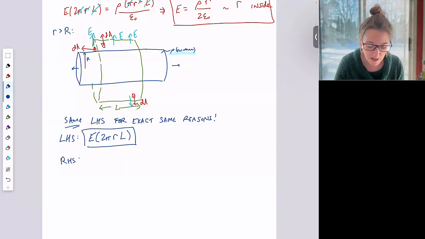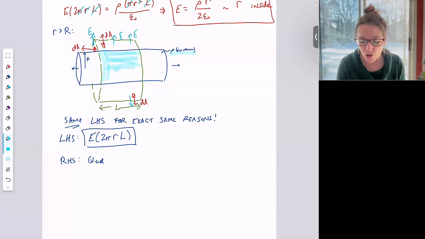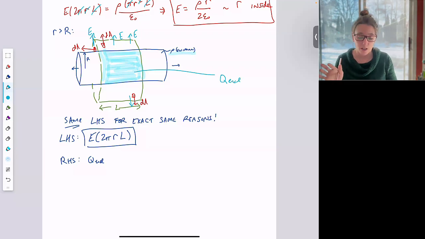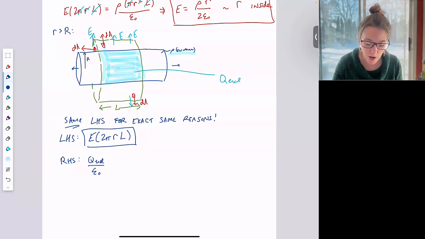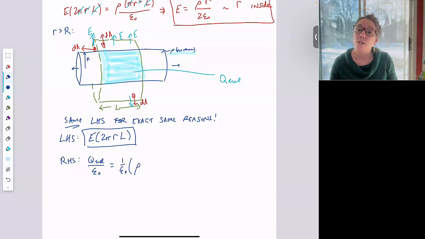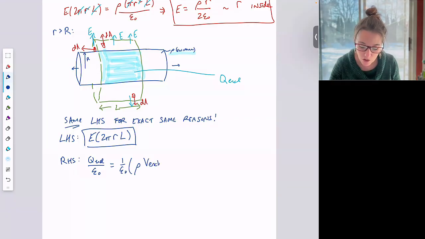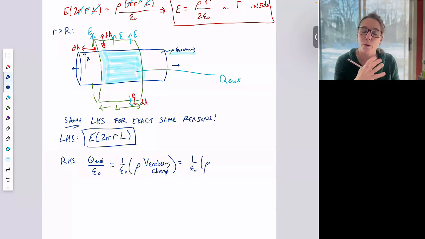For the right-hand side, my Q enclosed, well, now when I look at what's enclosed, I'm not enclosing charge all the way out to the Gaussian cylinder. I'm only enclosing charge in that shaded region. So Q enclosed over epsilon naught is going to be equal to 1 over epsilon naught times rho times the volume enclosing charge. You can think about that as the amount of volume that I shaded in. This is the volume enclosing charge. It's not the total volume of the Gaussian surface. Instead, it's the volume of the enclosed amount that has charge.